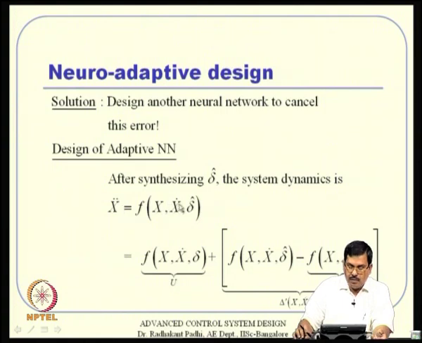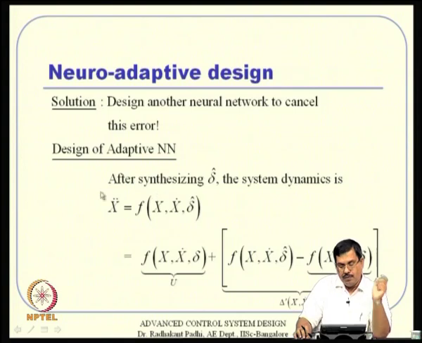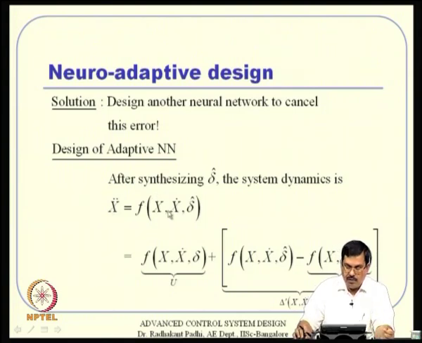So, what is my system dynamics? If I go back and look at it, this is my original system dynamics really. Now, this delta hat is not perfect by the way. Whatever is exactly needed for the system dynamics is not perfect. So, what I do is add and subtract these two terms. Instead of this f of x, x dot, delta hat, I will keep it and I will add this term and subtract that term again. So, this is the same as x double dot.